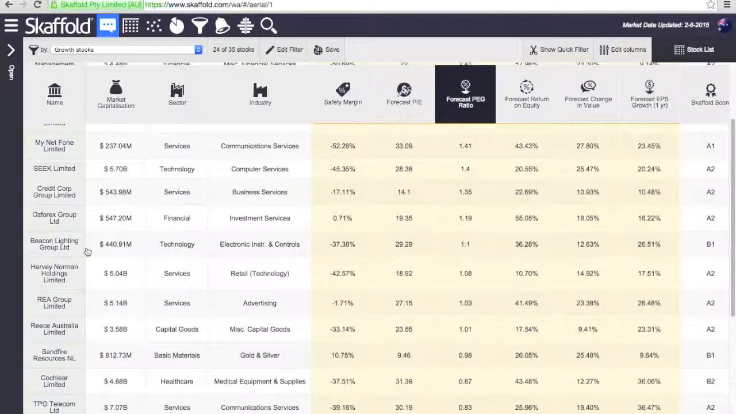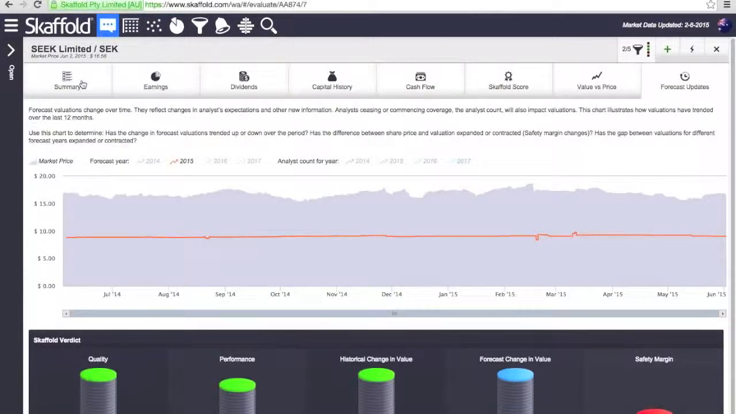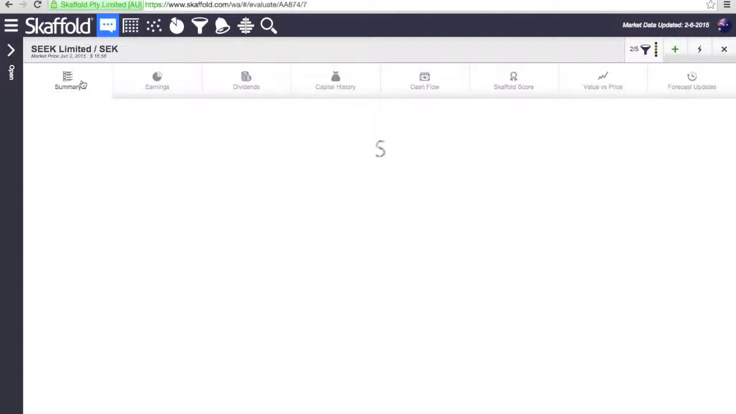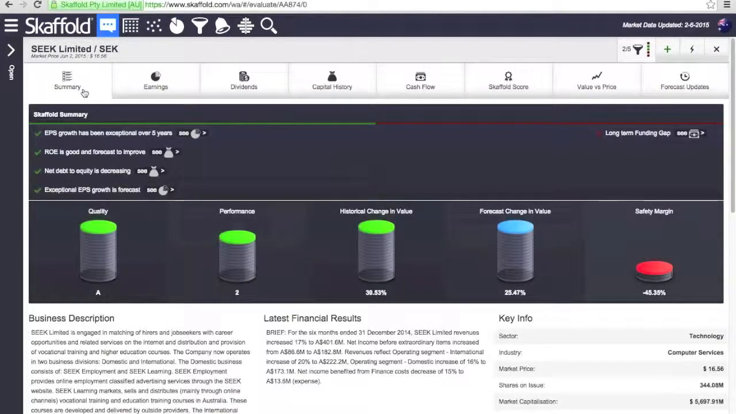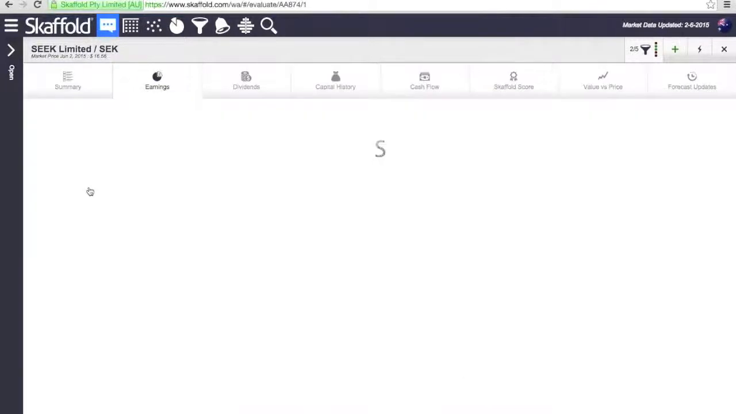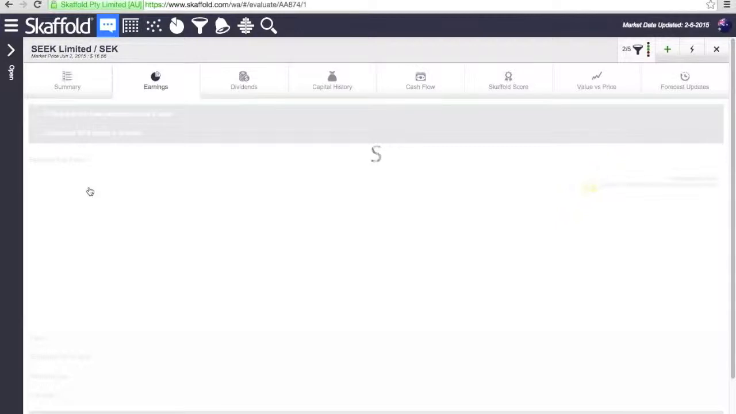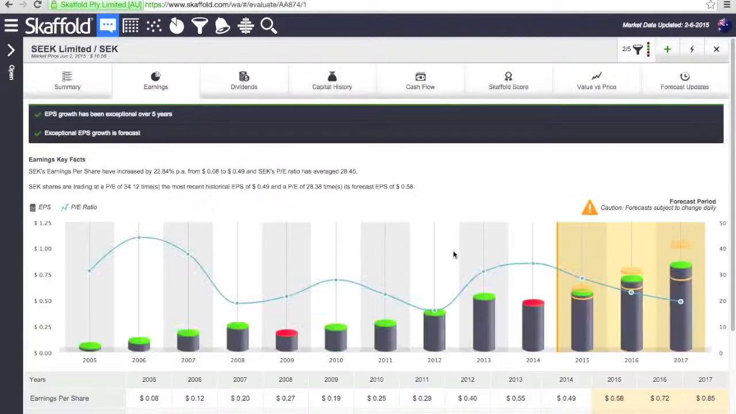There it is there. What I want to show you on this particular screen, the summary screen, is a summary point that is quite helpful. You can see here it says exceptional EPS growth is forecast. If we click on that, it takes us through to the earnings chart where you can indeed see that from here, 2014, through to 2017, exceptional EPS growth is indeed forecast.